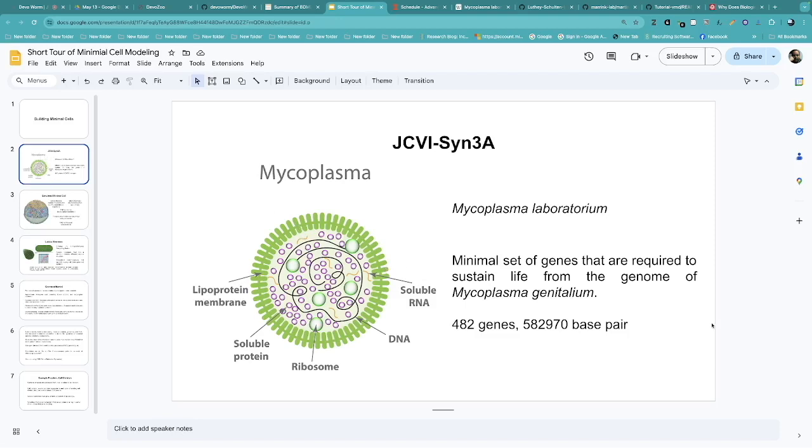can be propagated. But they end up with 482 genes and 582,970 base pairs.